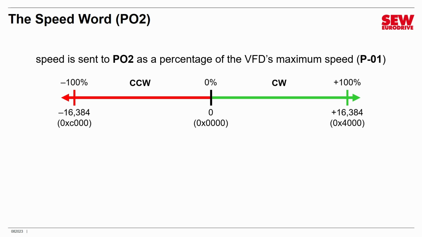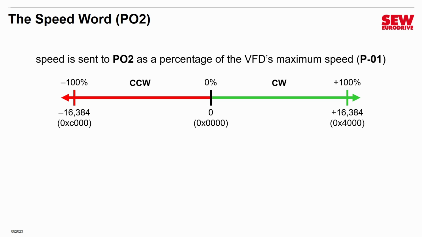Now, you must understand this. This can be a little confusing. On the MOVITRAC LTE-B+, if you send it a value that is plus or minus 16,384, that corresponds to plus or minus 100%. So what you have to do is scale your percentage based on this range of numbers. This number line here shows what you're going to get for different values.